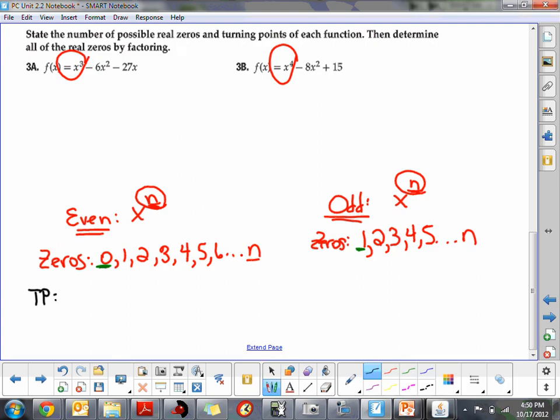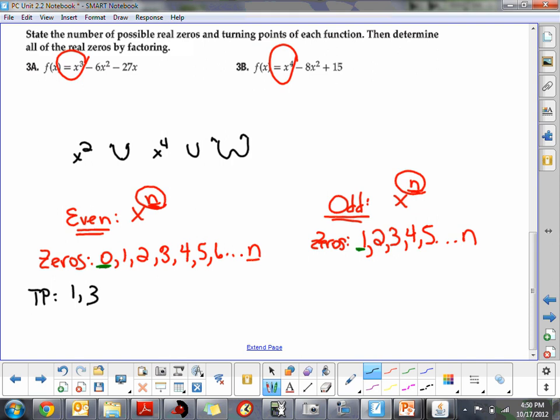Turning points. We'll try to articulate these through the 4th degree polynomial and the 2nd degree polynomial. If it was a 2nd degree polynomial, it's a U shape. It only had 1, but it has to have 1. If it was a 4th degree polynomial, yeah, it could have 1, but it could also have 3. So it's 1 and 3.